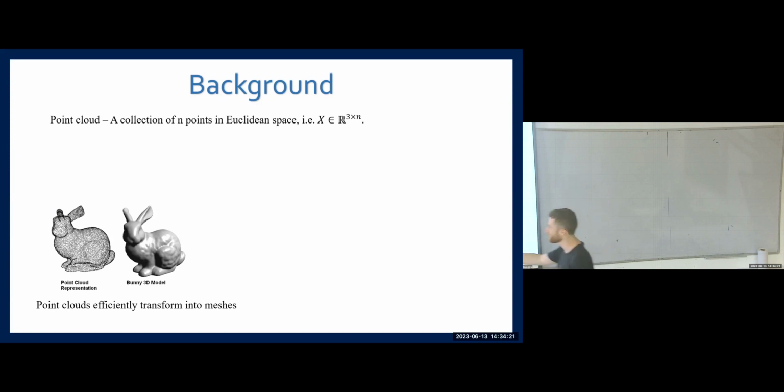For example, this bunny right here on the left is a point cloud, but it looks very similar to a real-life bunny because the points are very dense. And this allows us to construct a continuous mesh of this physical phenomenon in a way that's much more efficient in actually receiving a continuous manifold.